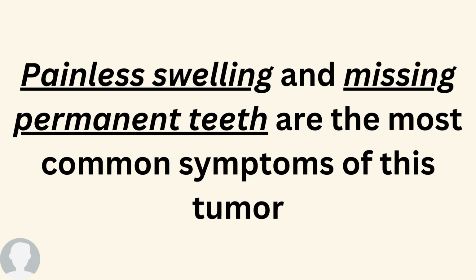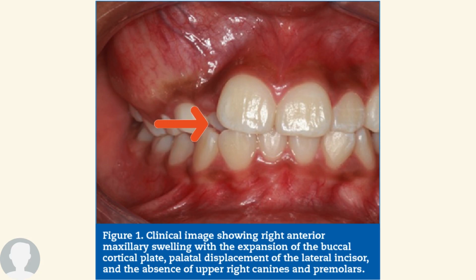So the patient will not complain of any pain, but of missing permanent teeth. Why are my permanent teeth not coming out? These are the most common symptoms the patient might tell you. So here is a clinical picture showing an expansion in the maxilla. The patient came complaining about his lateral incisor, and why it is not aligned with the teeth. As you can see, there is a palatal displacement of the lateral incisor associated with the large painless swelling that you can see in the picture.